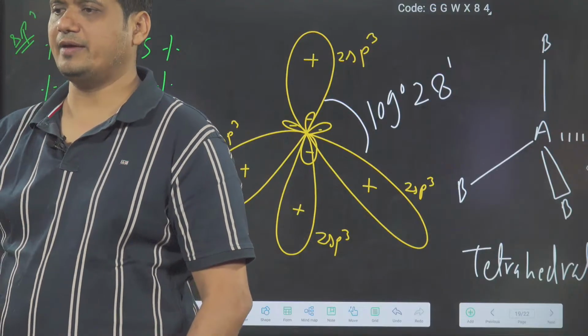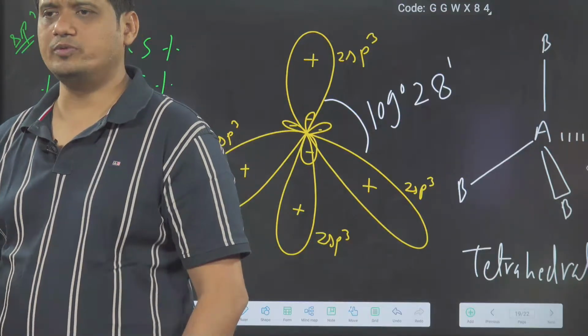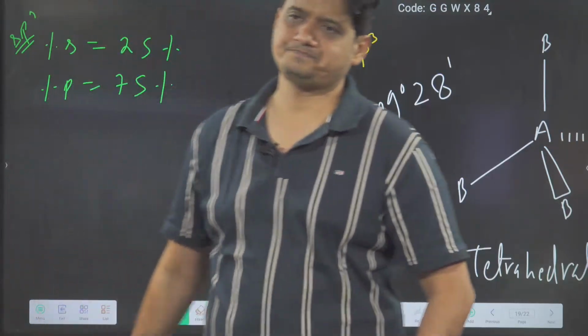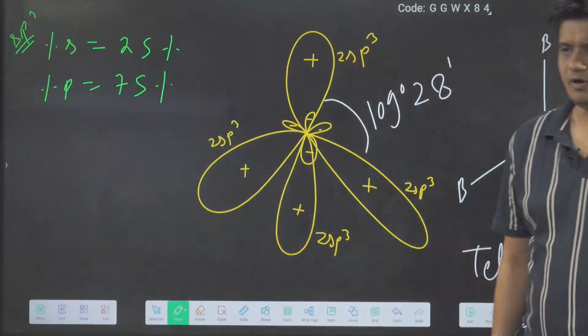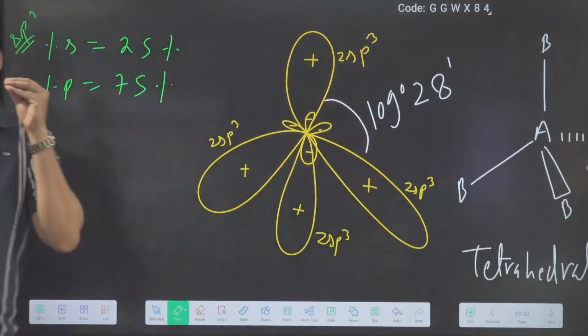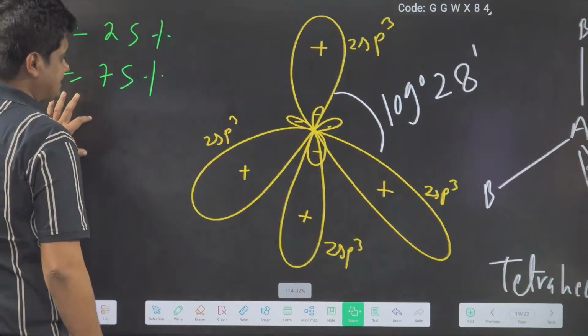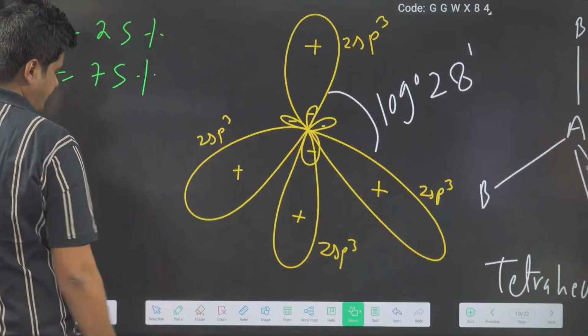25% S character only in one hybrid orbital. 25% S character is present only in the one hybrid orbital of sp3. True or false? False, yeah. Each and every hybrid orbital of sp3 is going to have 25% S and 75% P.